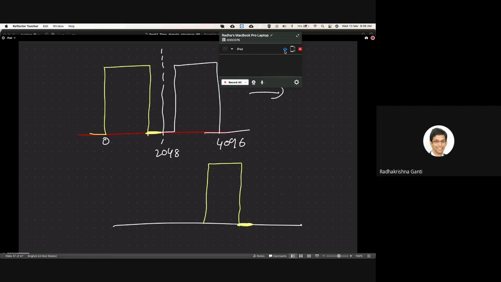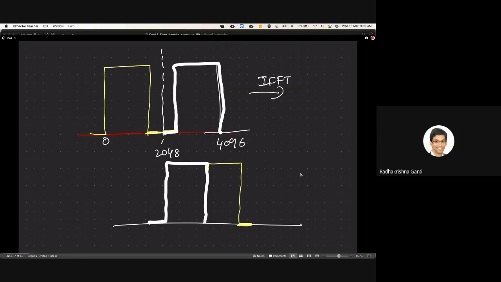Then the white part, sorry, this part will come this side. This is how the spectrum will look. So this is the input to the IFFT. In the IFFT, the zeroth subcarrier will be the DC subcarrier, but then something called an FFT shift happens. So this is the output spectrum. Just remember that.